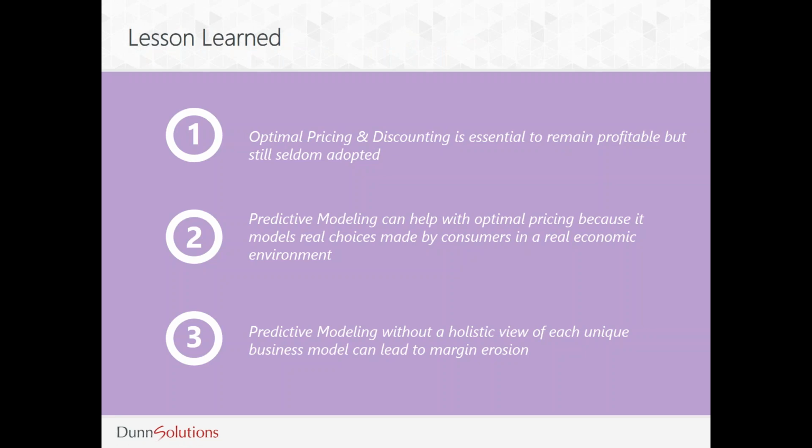So in conclusion, what is the lesson learned today? Optimal pricing and discounting is essential to remain profitable, but is very seldom adopted or not done correctly. Now, predictive modeling can help you with optimal pricing because it models real choices made by consumers in a real economic environment. However, predictive modeling without a holistic view of each unique business model can lead to margin erosion.